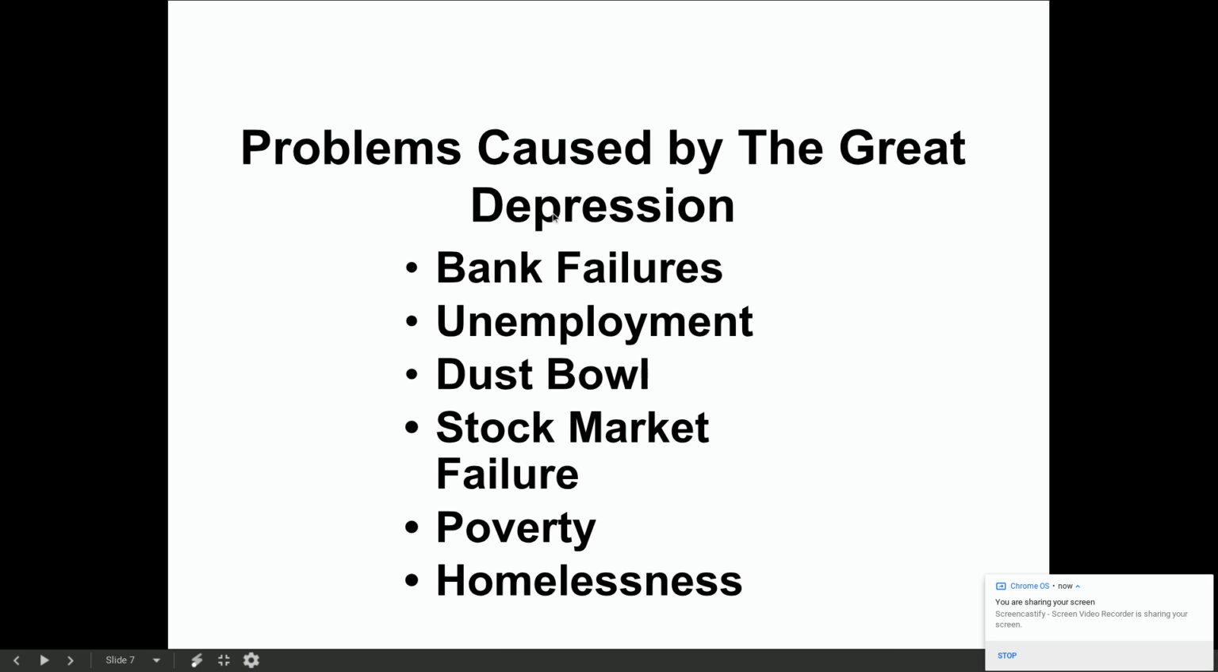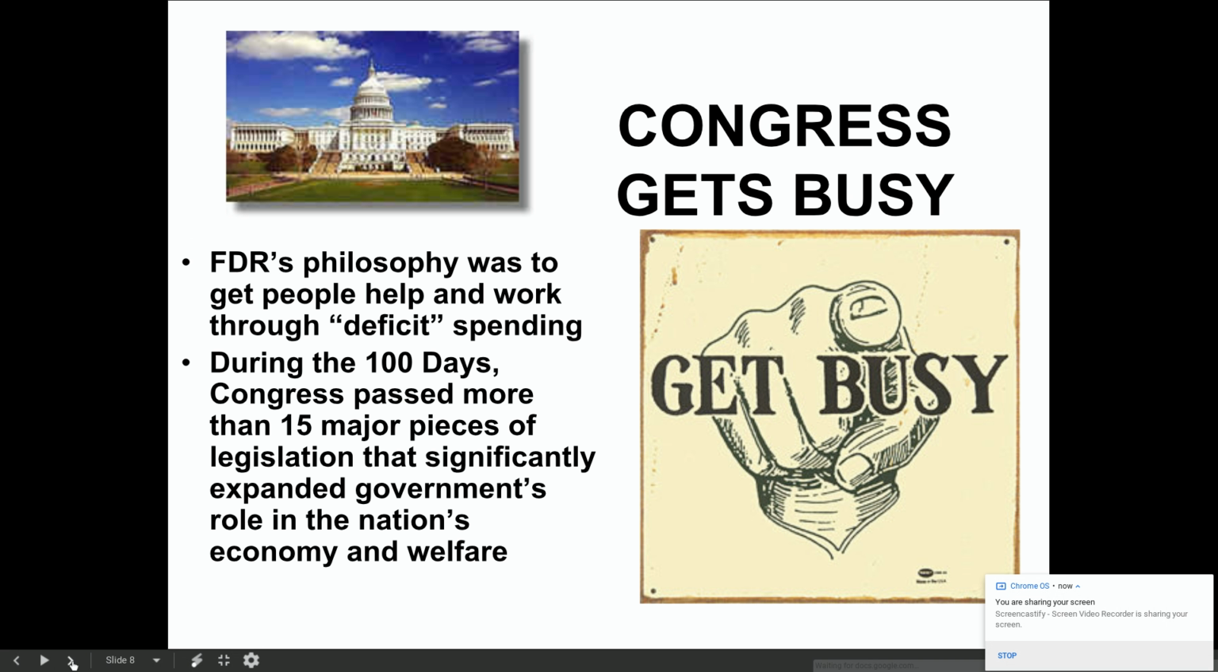Problems that were caused by the Great Depression, as we spoke about in the last set of notes: bank failures, unemployment, the Dust Bowl, the stock market failure, poverty, and homelessness. These were all problems caused by the Great Depression. Congress got busy right away, again in that 100 days, to pass legislation to fix some of those problems.